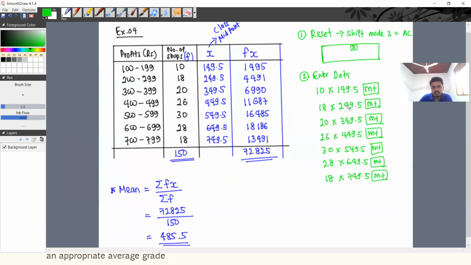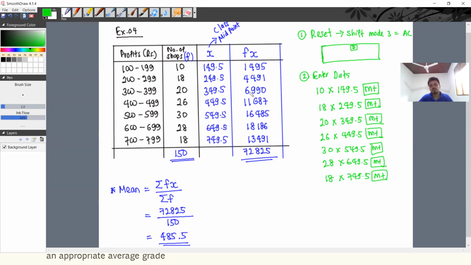Okay, right. It means you have sent all these calculations, all the values of these calculations, to the cal memory. Then where is each answer? It is in the cal memory. 1495 has gone and been stored in the cal memory. The figure 4491 has gone and been stored in the cal memory. 6990, it is in the cal memory.